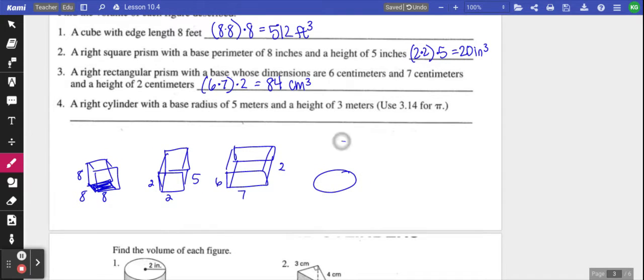This is a right cylinder whose radius is 5 and whose height is 3. This time the shape of my base is a circle, so my base area would be pi radius squared, and I'm going to times that by the height, which is 3, which gives me 235.6 meters cubed.